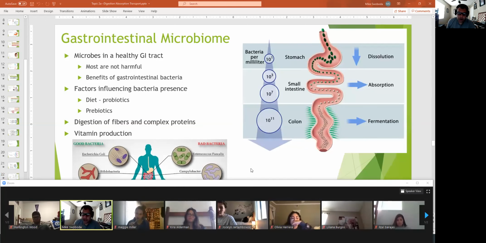All right, the microbiome with our GI system. The microbiome is just all the bacteria you have in your intestines. How much do you think it weighs? How much does all the bacteria weigh that is in these areas here? Stomach, small intestine, large intestine.